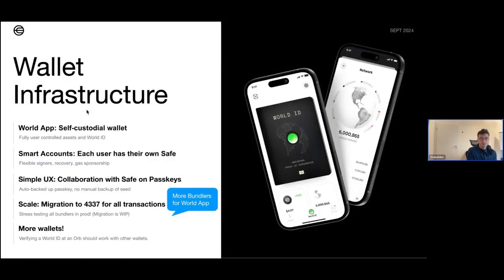So the things that actually live technically, like I mentioned briefly, this is another slide from the introduction, just to reiterate. The World app has the self-custody wallet, which is a safe smart account. And you're able to use the things you know and love, and some new features like passkeys and account abstraction that are going to be part of World app soon.